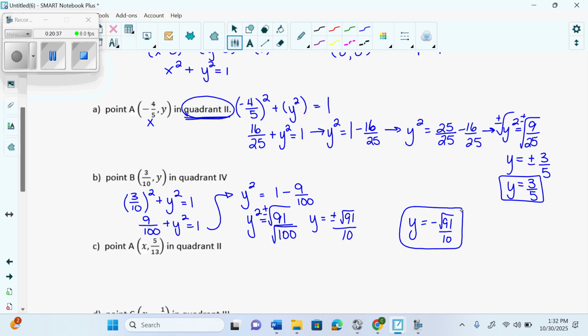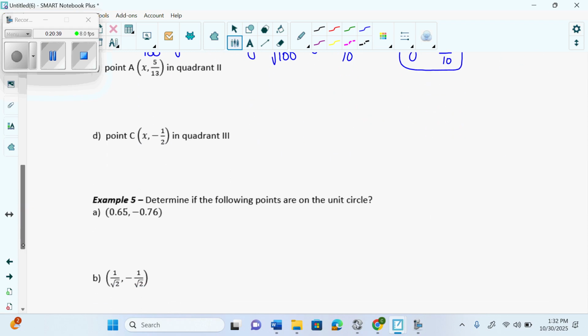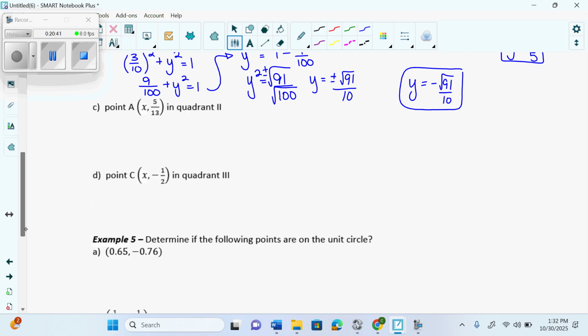Now, I want to go down to example 5. We're going to do 1 in example 5. So we want to know if this is on the unit circle. If I want to know if a coordinate is on the unit circle, what equation should it fit into? The x squared plus y squared equals 1 formula, correct?